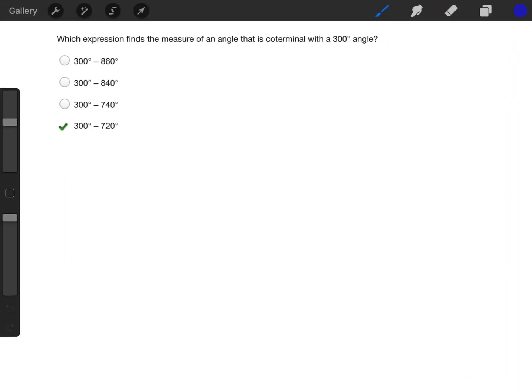All right, which expression finds the measure of an angle that's coterminal with the 300 degree angle? Make sure that all these values need to be a multiple of 360. 660, 540, 740, they're not multiples of 360. Only one is going to work, which is 720 plus 300, the 1020 option.